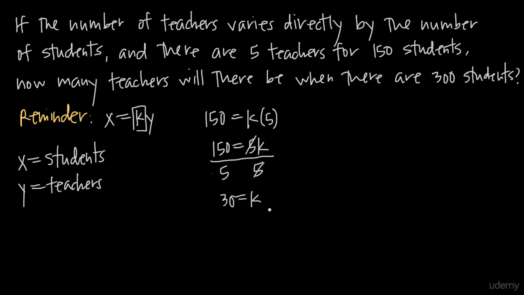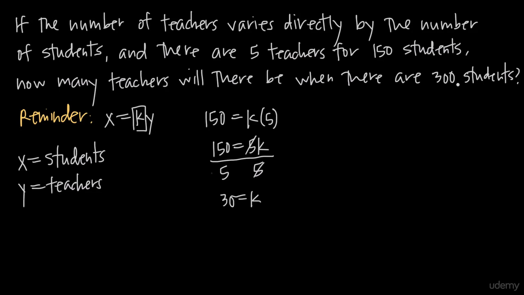Now the goal with these problems, if K is not given, the goal is always going to be to solve for K. You're going to need a value for K in order to answer the question that we've been asked. The first thing we needed to do was find a value for K, and we did that. Now with a value for K, we can answer the question. So the question is, how many teachers will there be when there are 300 students?